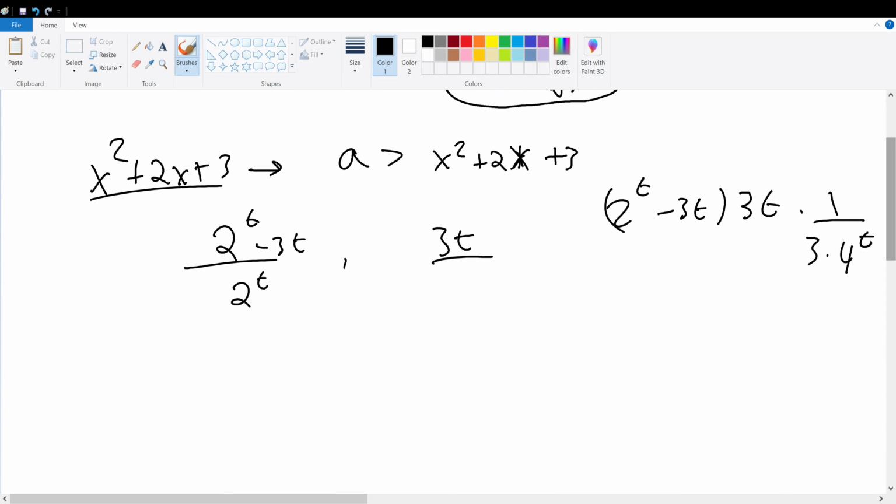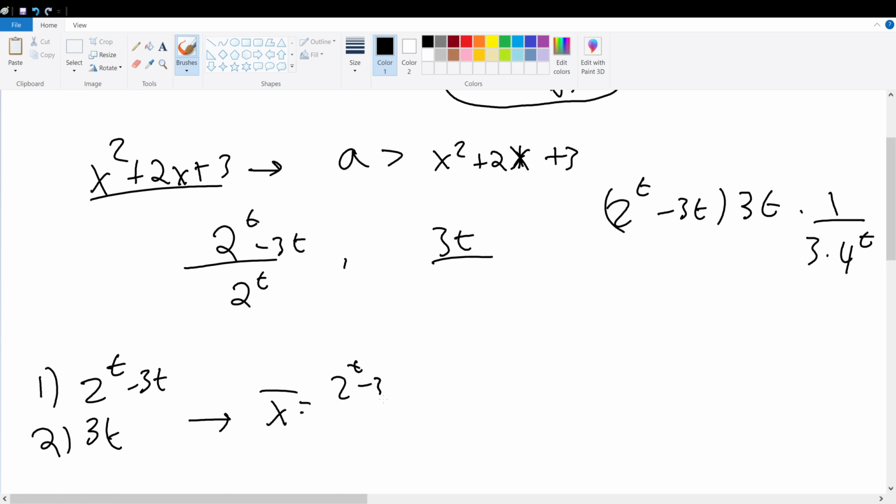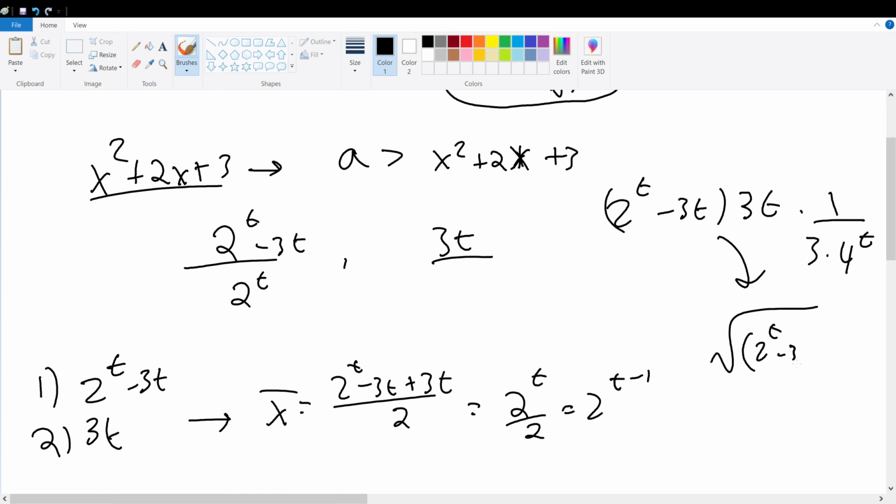From this guesswork, we can try it, right? The terms are 2^t minus 3^t, that's the first term, and the second term is 3^t. So from here, what is the mean? The mean is equal to 2^t minus 3^t plus 3^t over 2, which gives 2^t over 2, which gives 2^t minus 1. And then for the geometric mean, it is just the square root of 2^t minus 3^t times 3^t, and then that's the second square root, so we don't need to write anything else.